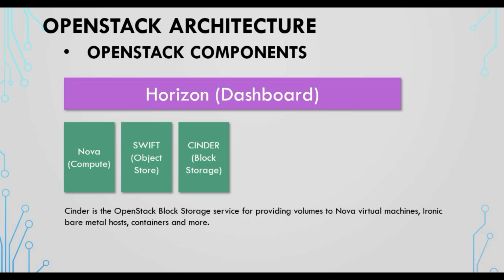Cinder is the OpenStack block storage service for providing volumes to Nova virtual machines, bare metal hosts, containers, etc. Block store is more like your data is stored as part of blocks. It does not have any meta information, whereas with Swift you have meta information, and the data will be called based on the meta details. So that is the difference, but I would say you can read through that. This topic is completely different from this one, so I'm not going to talk much about the difference between object store and block storage.